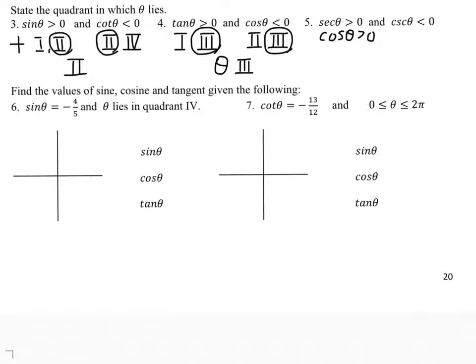Cosecant less than 0, so that means sine would have to be less than 0. So where is cosine positive and sine negative? Cosine is positive in the first and fourth quadrant. First and fourth. Where is sine negative? Sine is going to be negative in the third and the fourth quadrant.